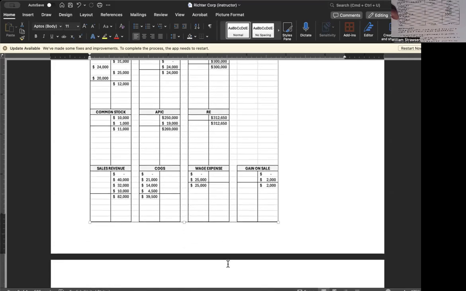Now, sales revenue did not exist on the post-closing balance, but we recorded some sales revenue. So that's $82,000, and that's a credit balance. Remember, revenues have credit balances, expenses have debit balances. So my cost of goods sold is 39,500. My wage expense for January at the unadjusted date is 25,000. And I had a gain on sale. Gains are like revenues, except outside the core operations of the business. So they have a credit balance.